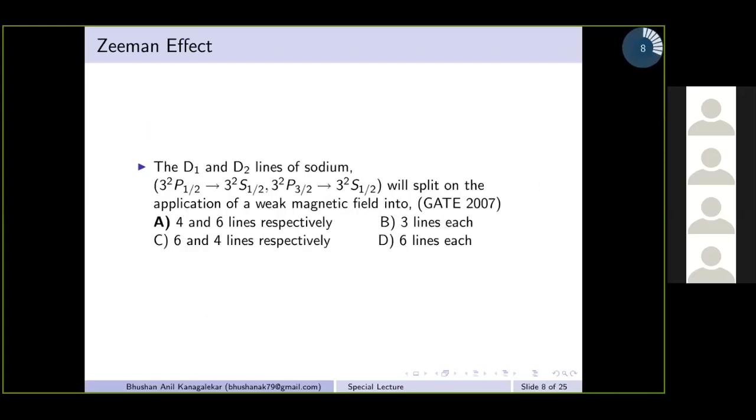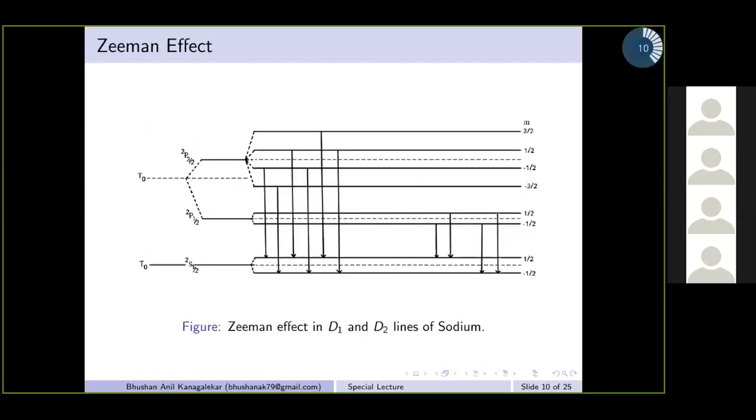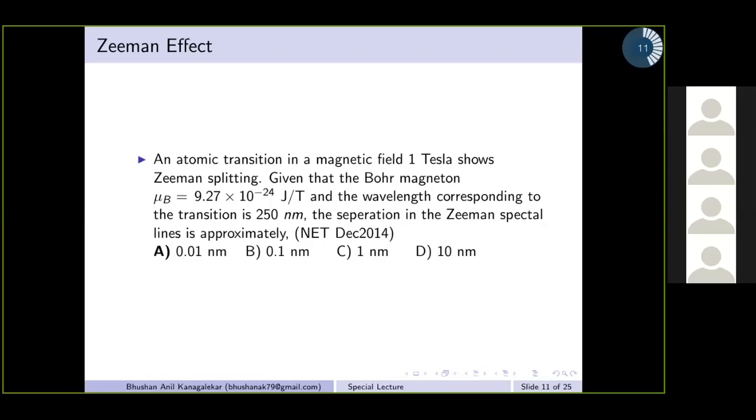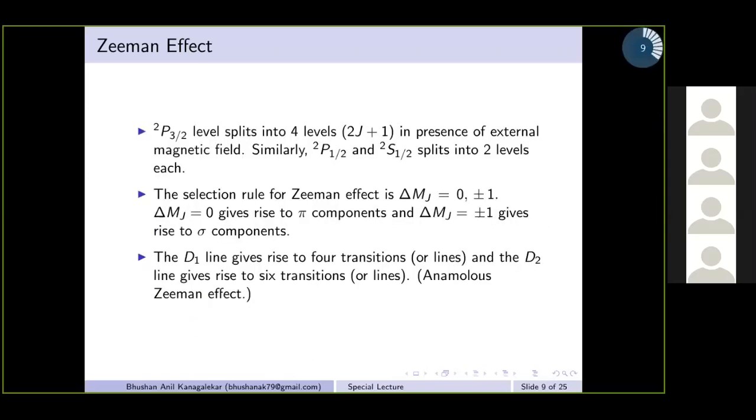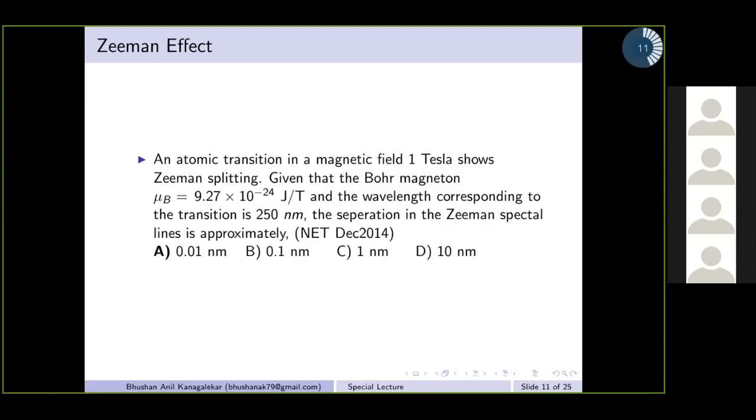So this is regarding the simple selection rules of the Zeeman effect. Now I go to a little complicated problem from the Zeeman effect, from the next examination, that is an atomic transition. Suppose your sodium line is there. Without the Zeeman effect, it will have D1 and D2 lines due to transitions from 2P1/2 to 2S1/2, and 2P3/2 to 2S1/2.